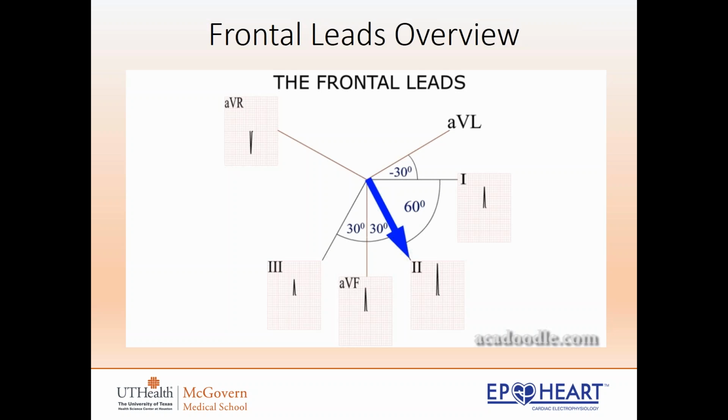Note also that at 60 degrees relative to lead 1, the overall vector is traveling at 90 degrees relative to lead AVL, and the QRS complex in this lead is therefore expected to be of low or even no amplitude in accordance with the vector principles we have discussed.